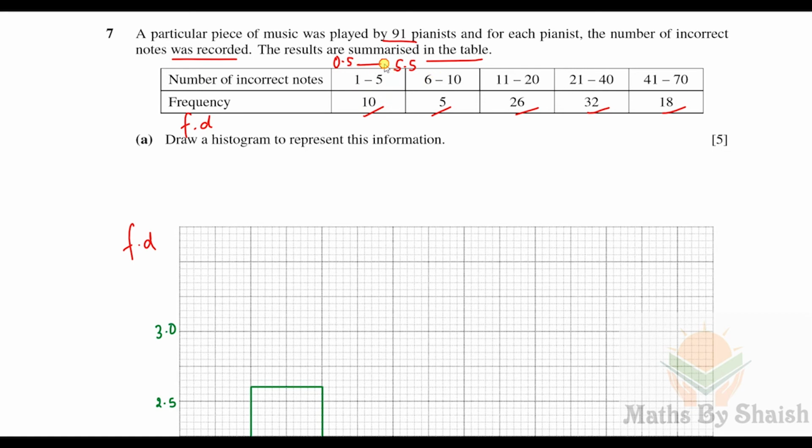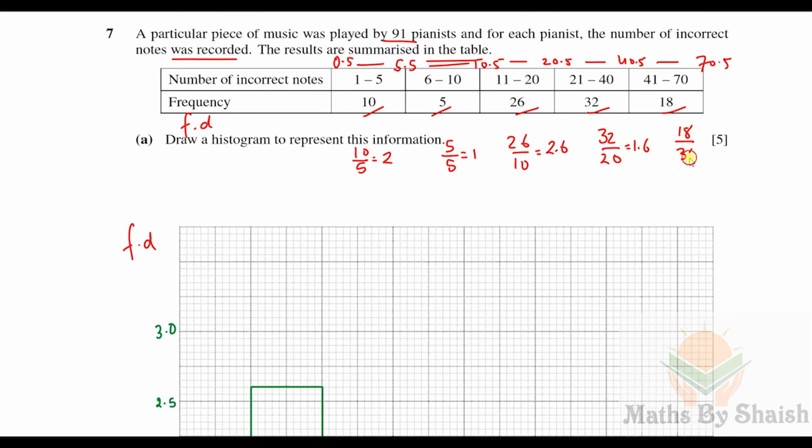So the first interval is 0 to 5.5, similarly it would be 10.5, then 20.5, then 40.5, so these are the new intervals. So the width would be 5, and the frequency density is going to be 10 over 5, which is 2. For the next it is 5 over 10, that is 1, and for 26 the gap is 10, so it is 2.6, and for 32 the gap is 20, so it is going to be 1.6, and here it is 18, from 40.5 to 70.5, the width is 30, so 18 divided by 30 is 0.6.